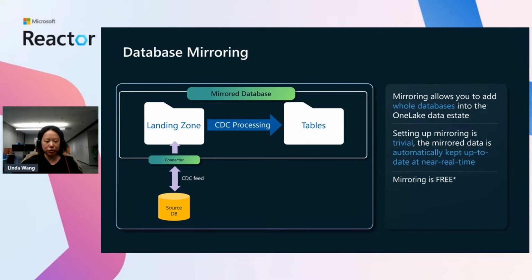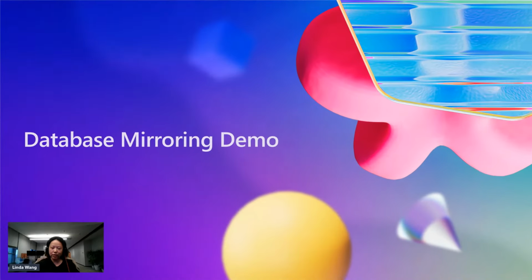So what you need to do in Fabric is just set up a mirror database with a few clicks. Next, I'd like to show you a demo so you can get more ideas on how database mirroring actually works in Fabric. Let's do that.